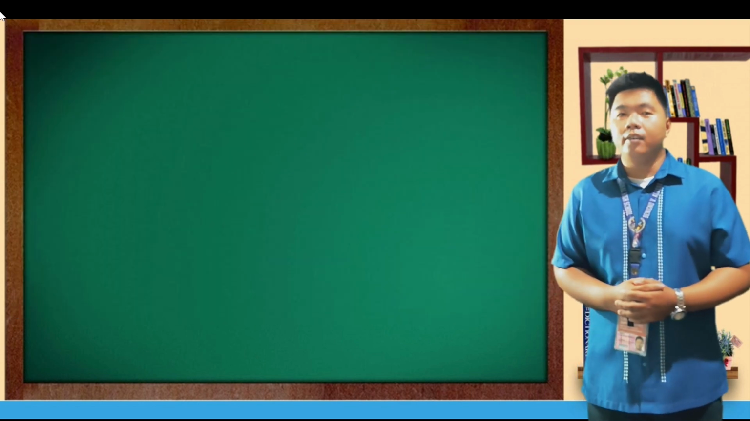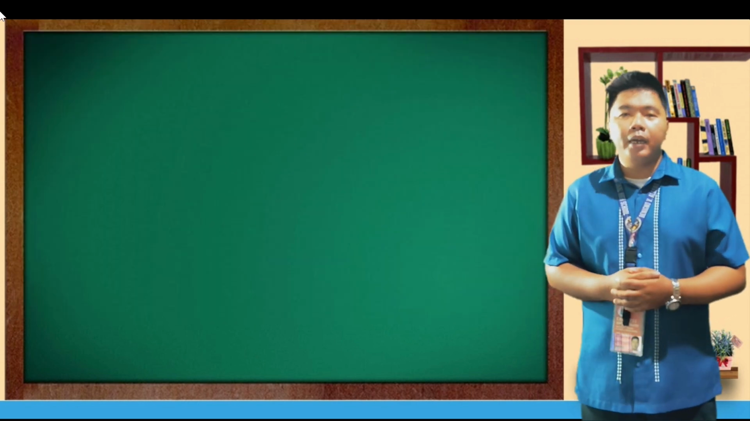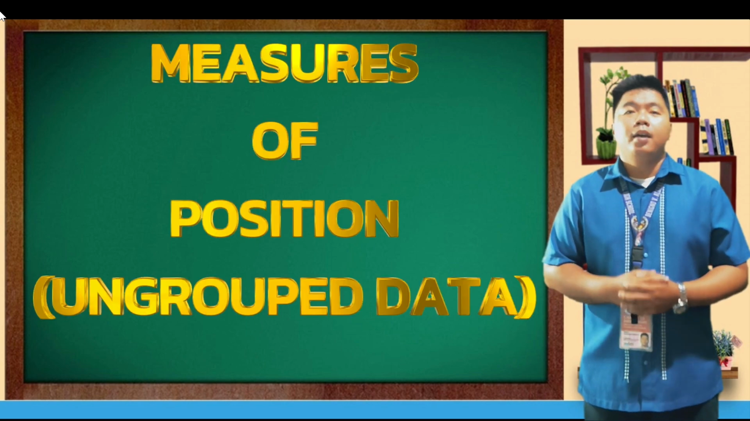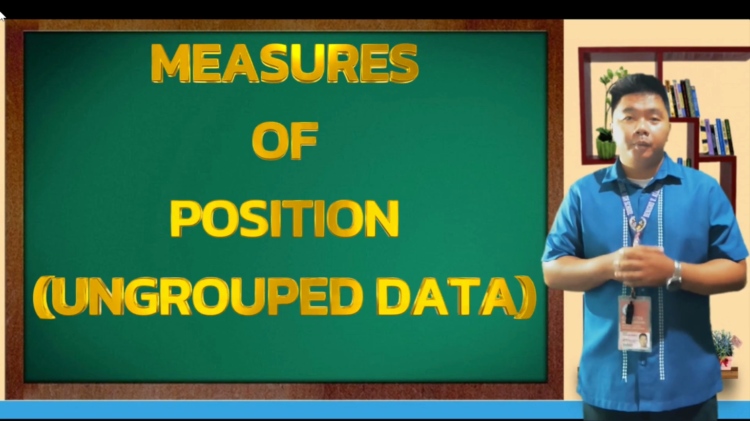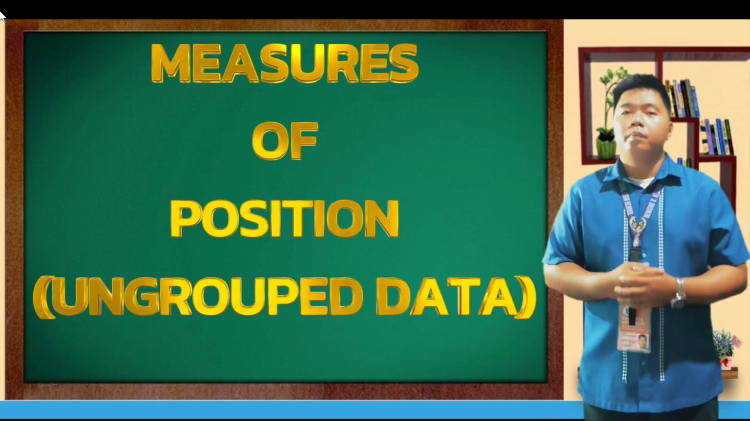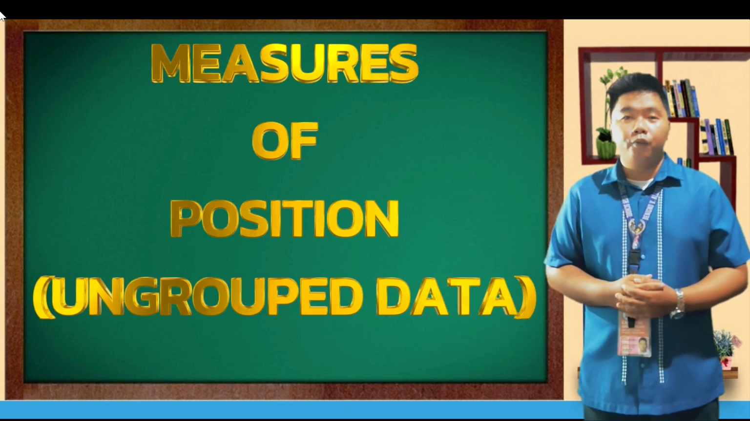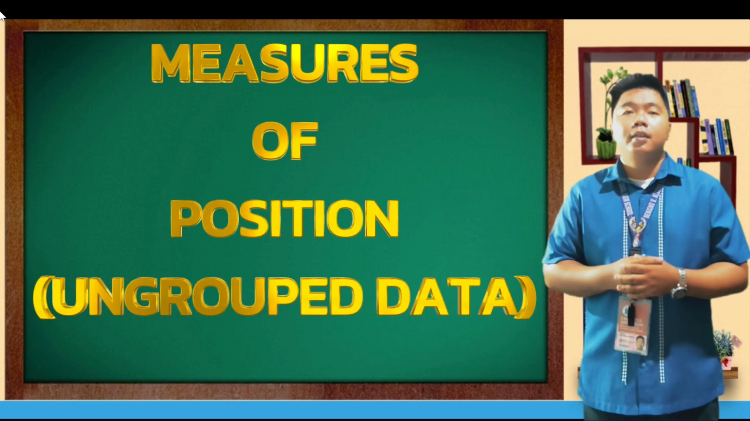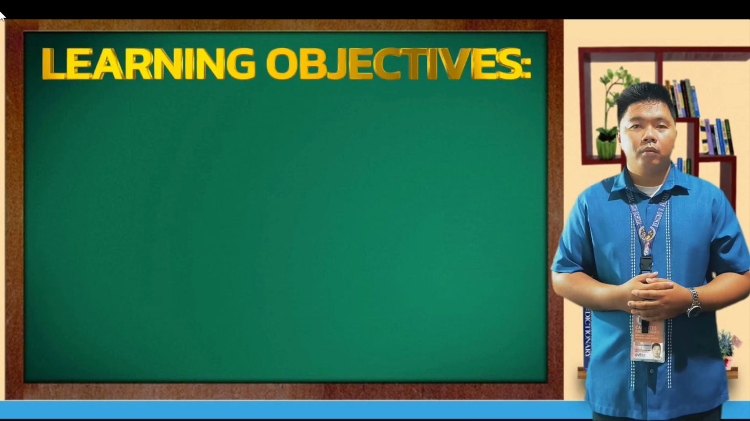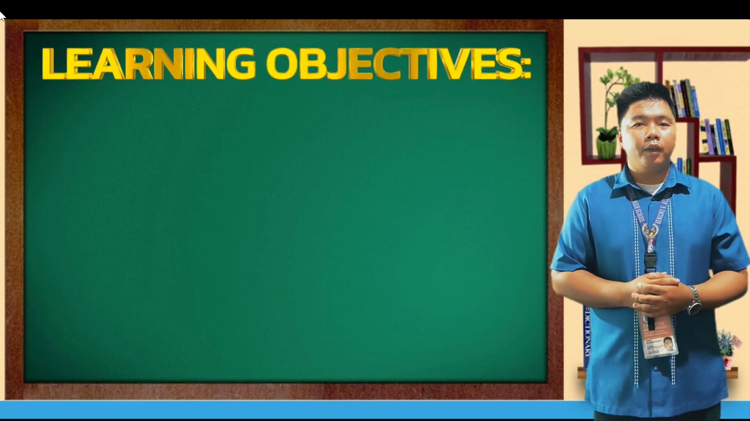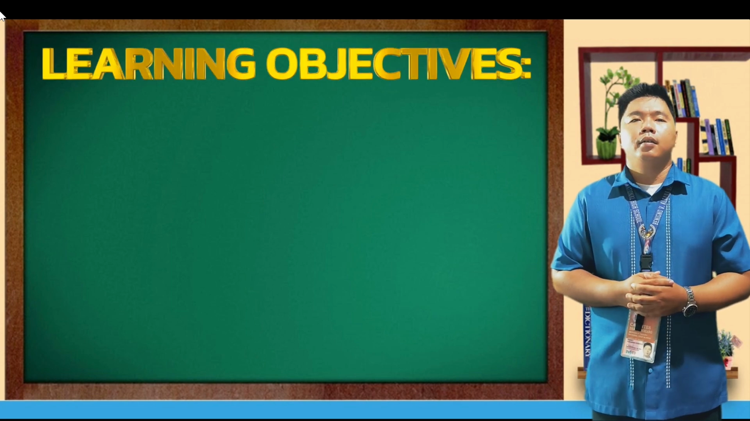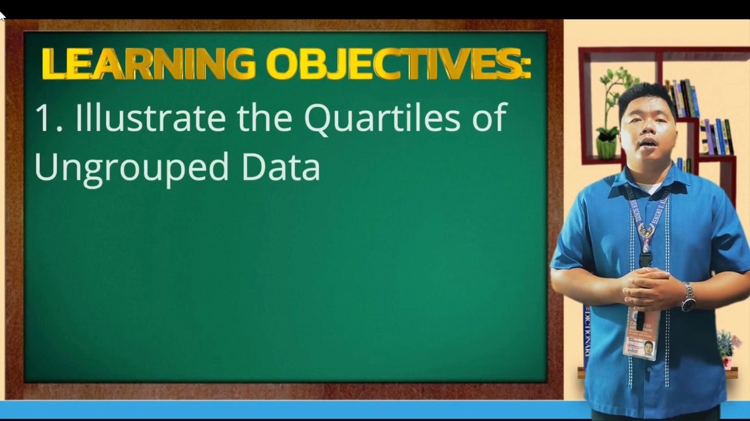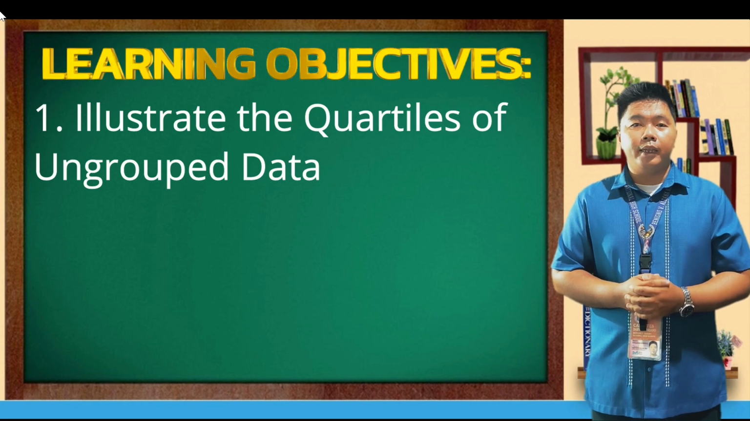Okay, learners, I think you have an idea on what will be our topic for today. So, our topic will be the measures of position, specifically the ungrouped data. So from the ungrouped data, I will be discussing today the quartiles. Let's have first our learning objectives for today's lesson. First, you should be able to illustrate the quartiles of ungrouped data.